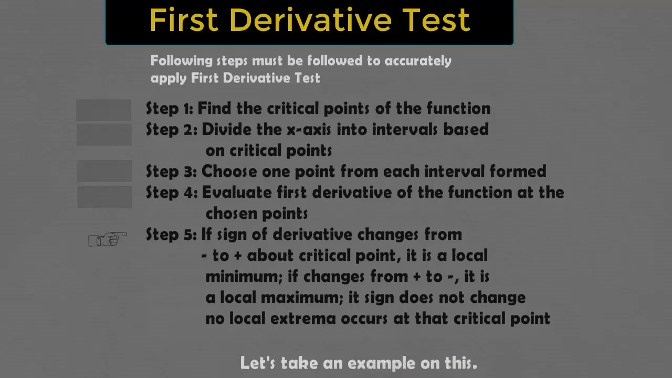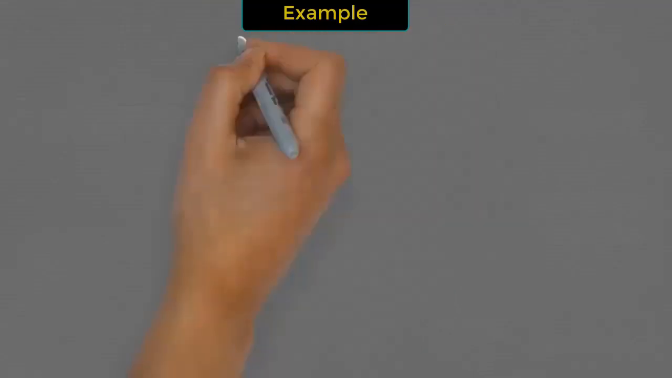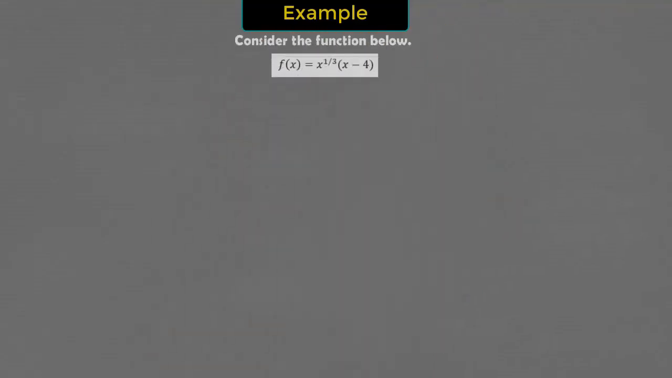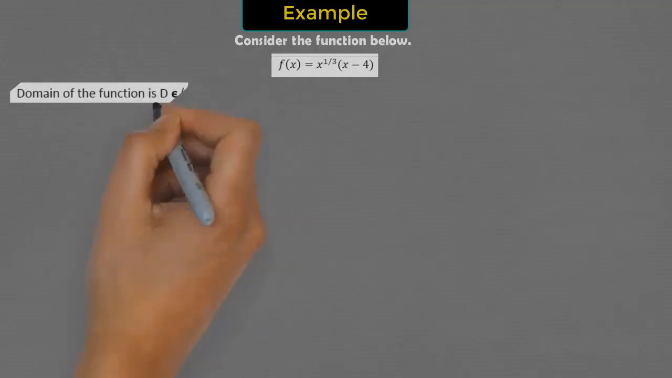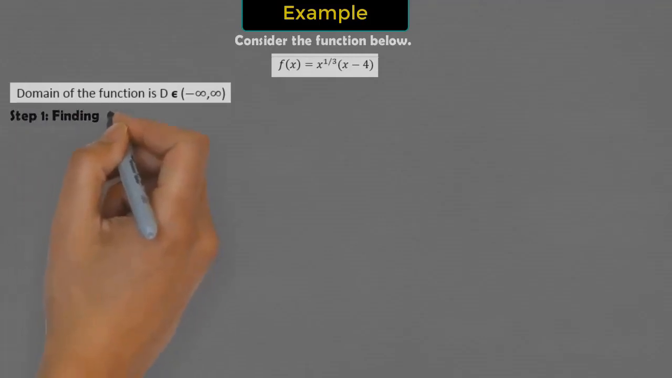So let's take an example to make things clear and see how these steps can be applied. Example 1.3. Consider the function f of x is equal to x power 1 over 3 into x minus 4. If you inspect this function, the domain comes out to be the open interval from minus infinity to infinity. Now applying the first derivative test step by step. Step 1 is finding the critical points.